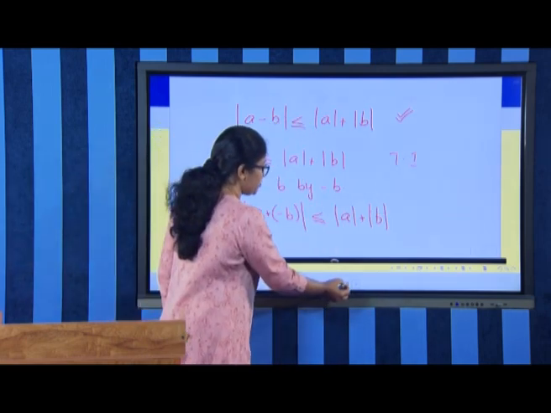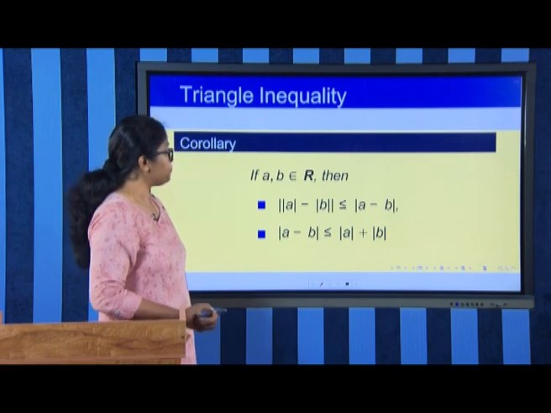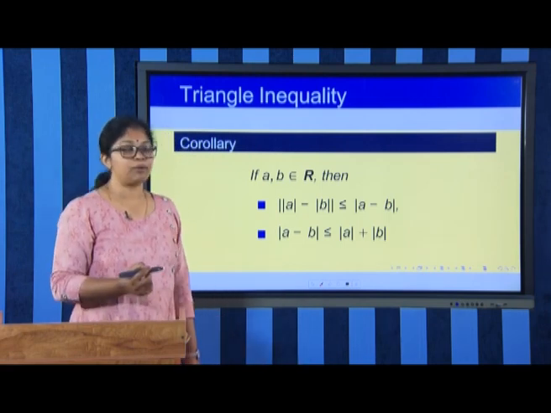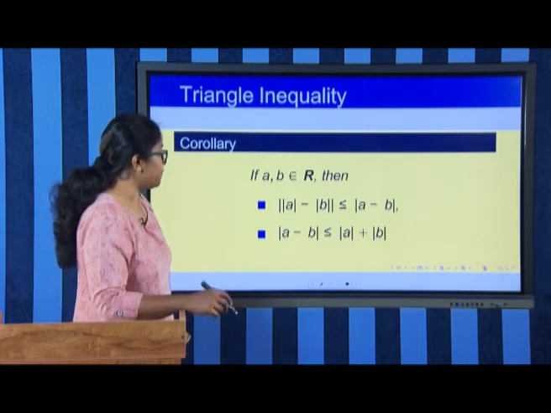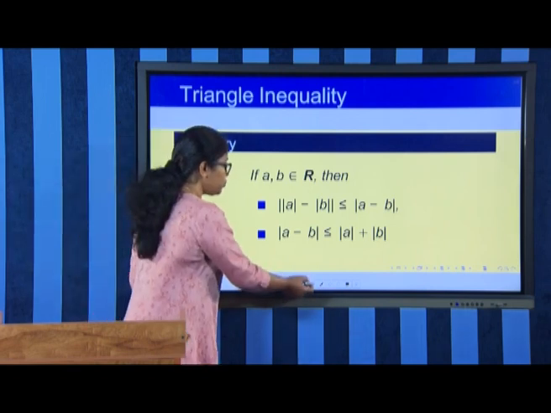So, that completes the proof of this theorem. Modulus of A minus B is less than or equal to mod A plus mod B. That completes the proof of this corollary.